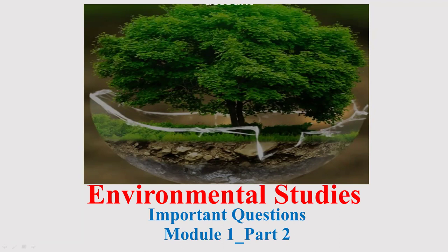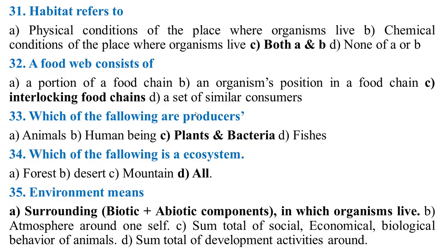Let's discuss the second part of Module 1, important questions for the subject Environmental Studies. Habitat refers to the physical conditions of the place where organisms live and the chemical conditions of the place where organisms live. You can go for option C. So a food web comprises interlocking of food chains. That is the right answer.